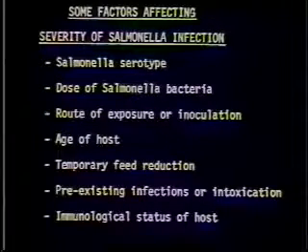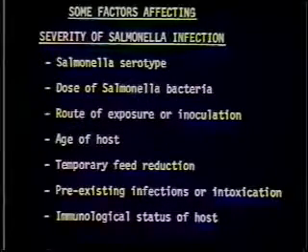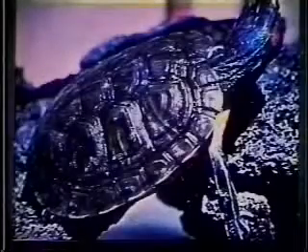Some of the factors that may affect salmonellosis in all animal species are the serotype of the salmonella, the numbers of bacteria that they may be exposed to, the routes of exposure, and the age of the host. Salmonellosis more commonly occurs in humans in the young and in the old, and with other stress factors that may occur both in animals and in humans.